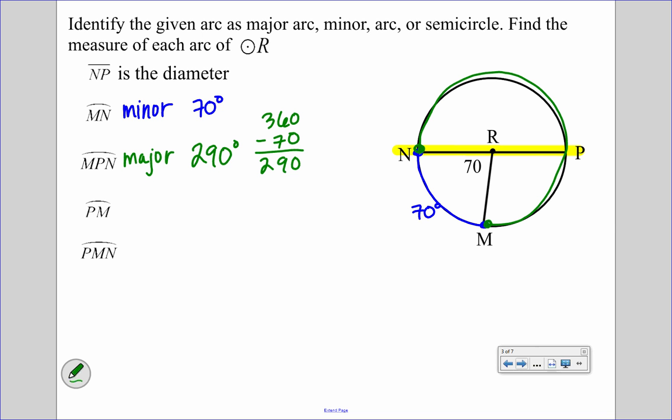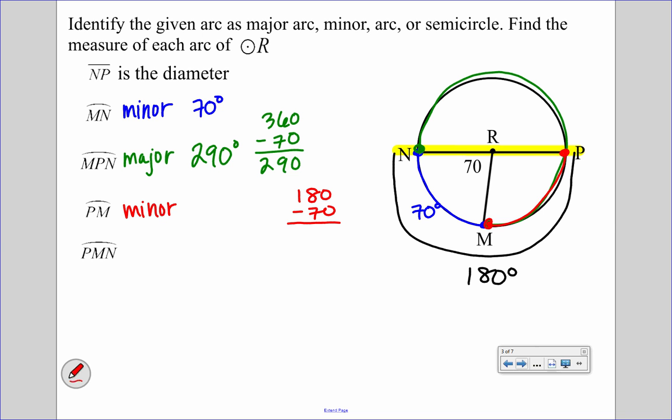Okay, let's move on to arc PM. So we have this one right here to here. So that's a minor arc. Now, how do we get this one? Well, what we can do is use this highlighted diameter. From here to here, this piece of the circle is 180 degrees. So to find the red arc, we take that half of the circle, 180, take away the blue piece, and what you have left over is the red piece, which is 110 degrees.